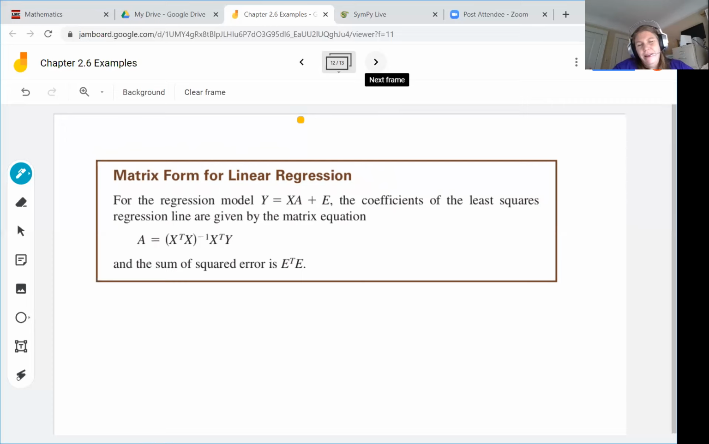And we'll see this again later on in the semester in chapter 5. And then if you take an upper division statistics class, you actually get to do the proof of this to find the coefficient matrix.